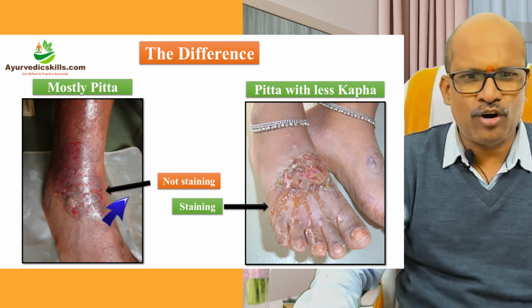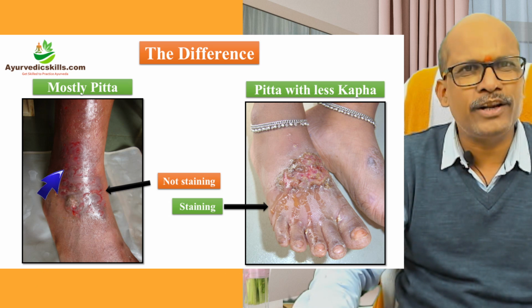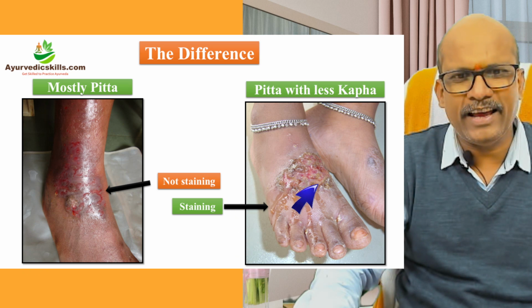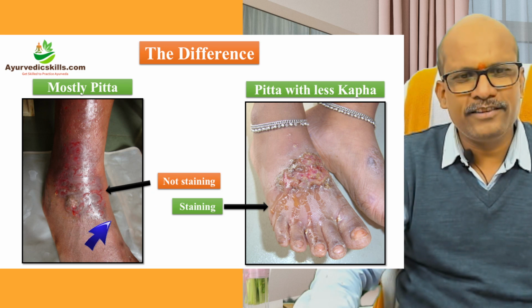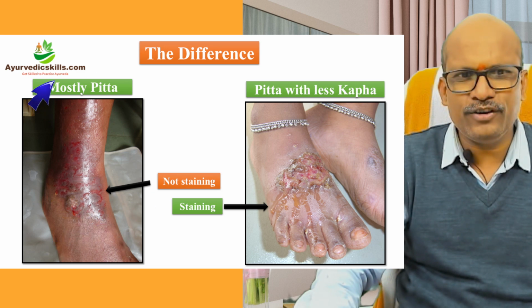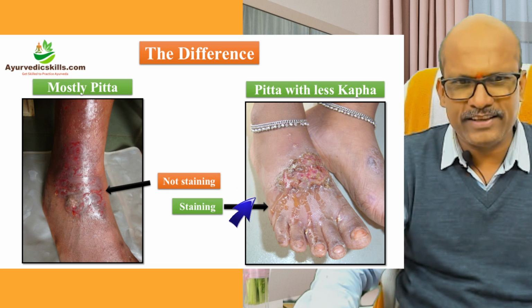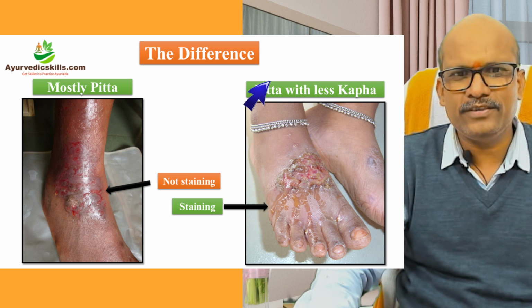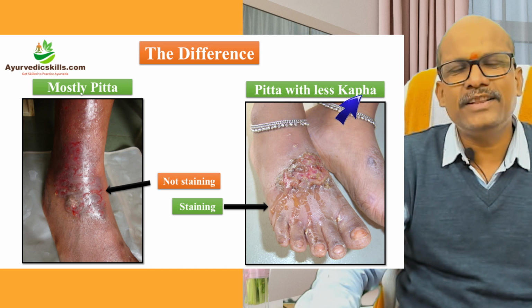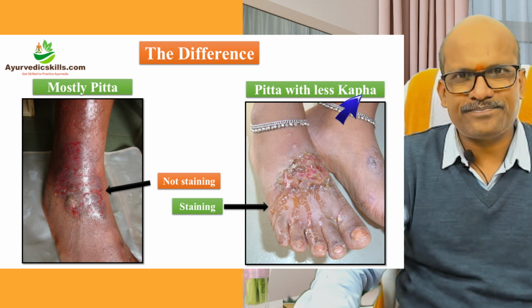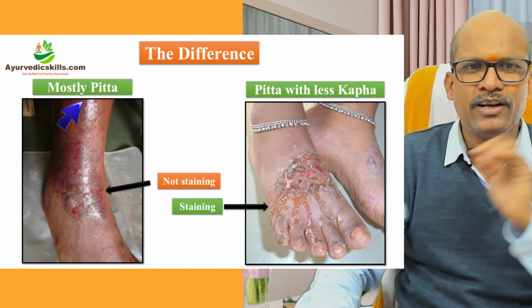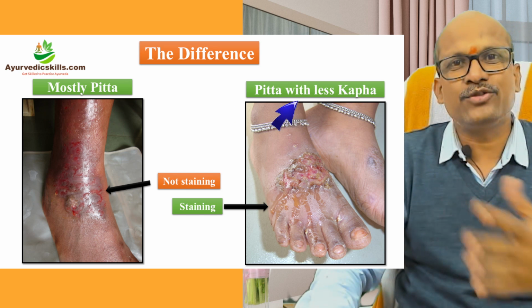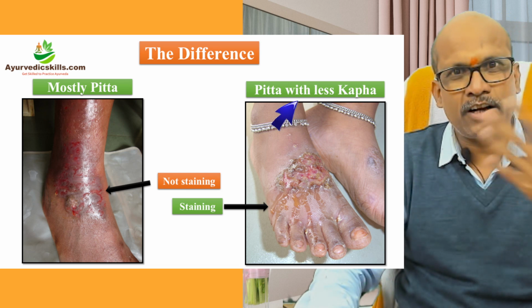Now you can make out the difference. Here it is non-sticky, non-staining, completely watery. Here it is sticky, staining and thick. Here it is non-staining and non-sticky because it is mostly Pitta. Here it is staining and sticky because Pitta is with a little bit of Kapha. Here it is completely Pitta; here it is associated with a little Kapha.